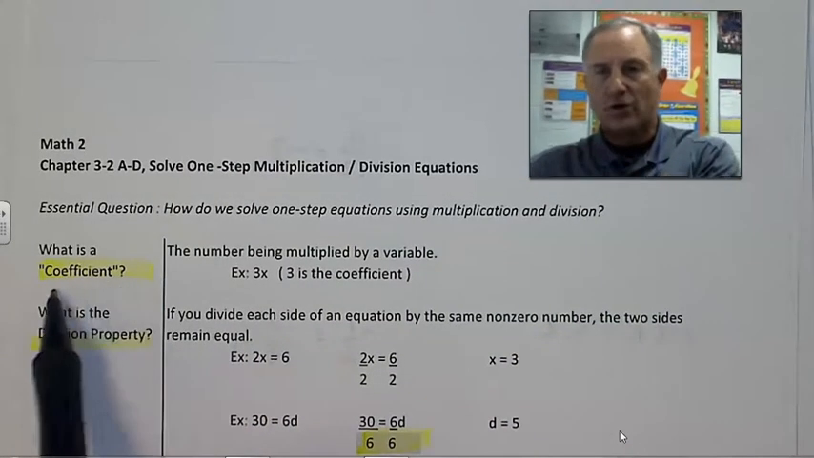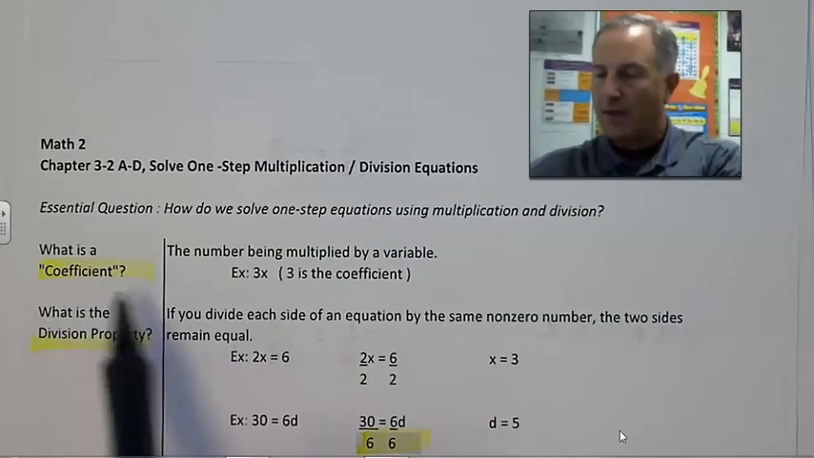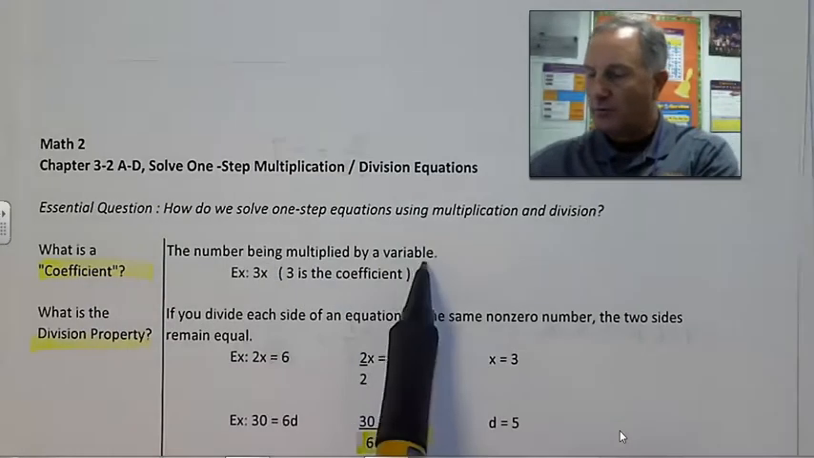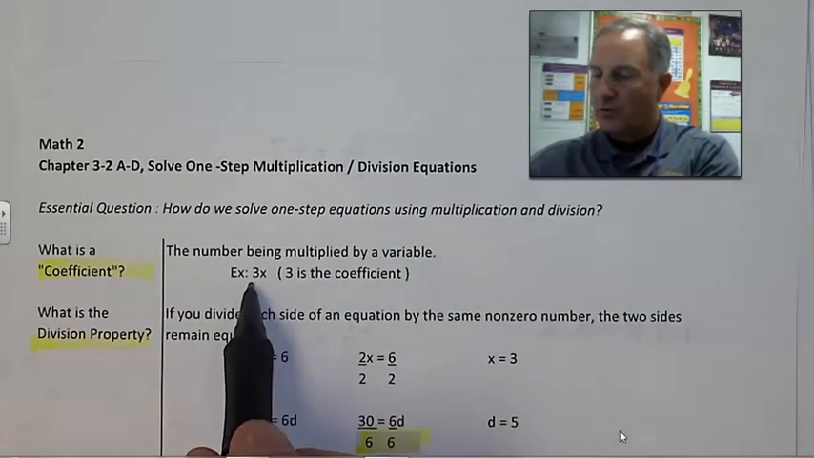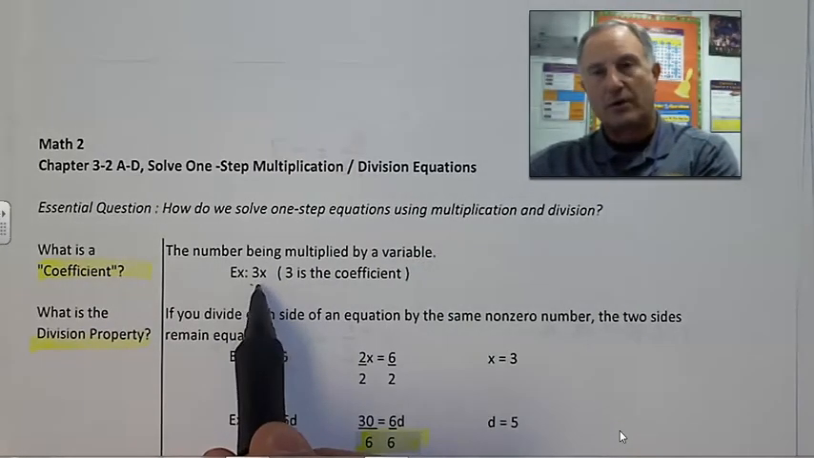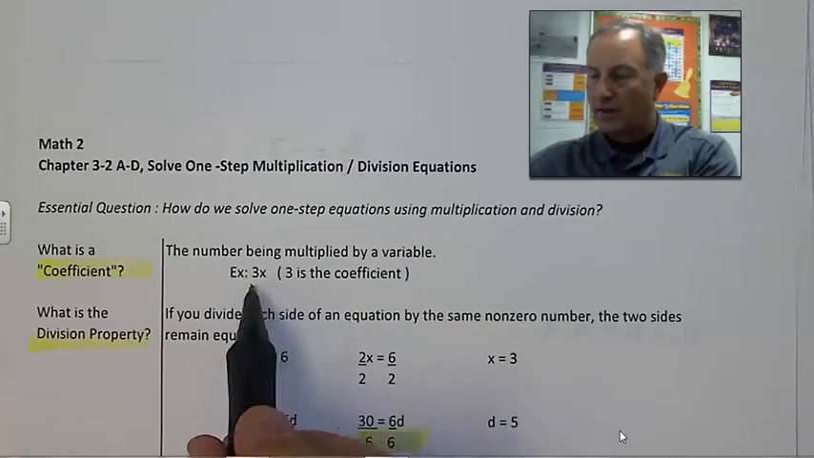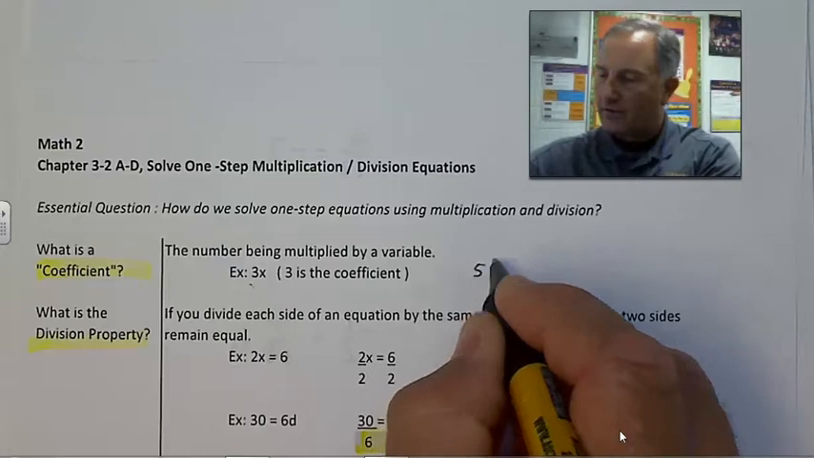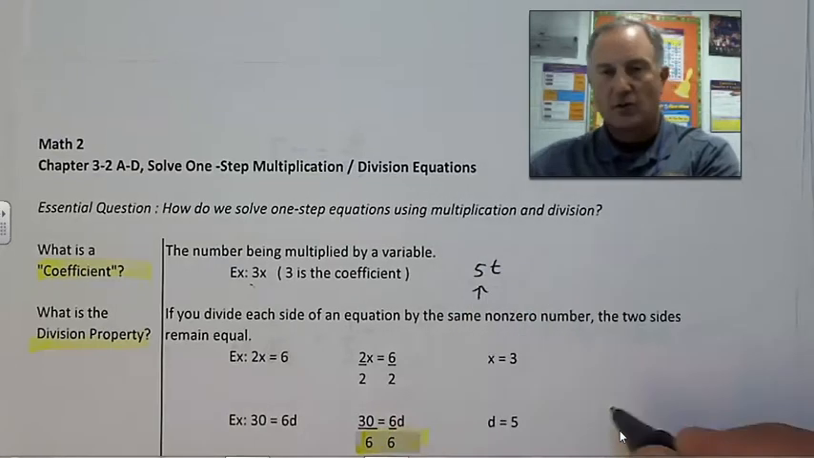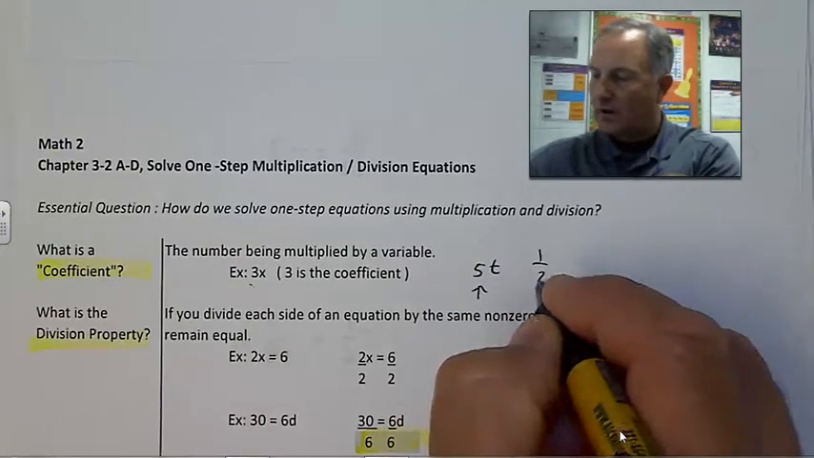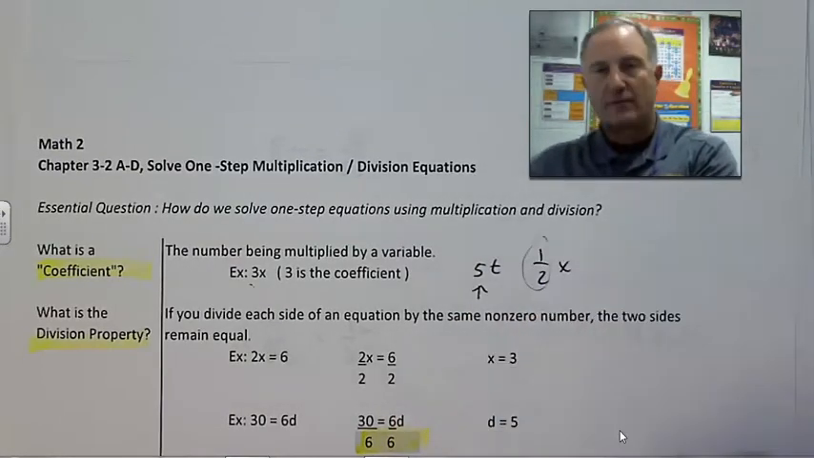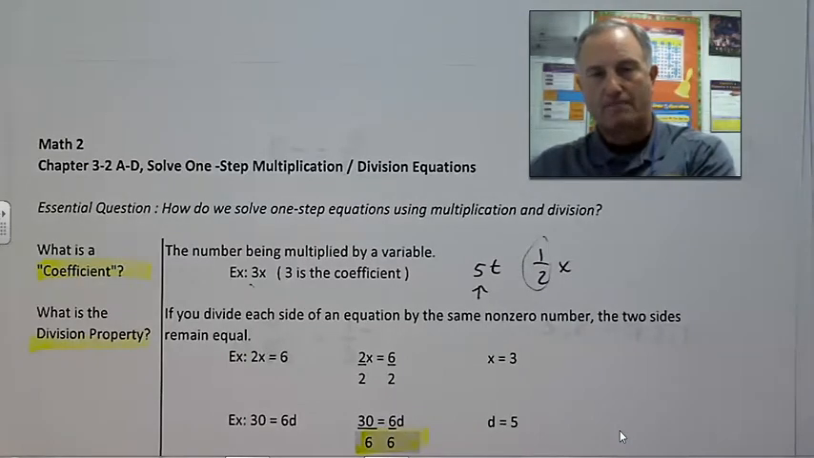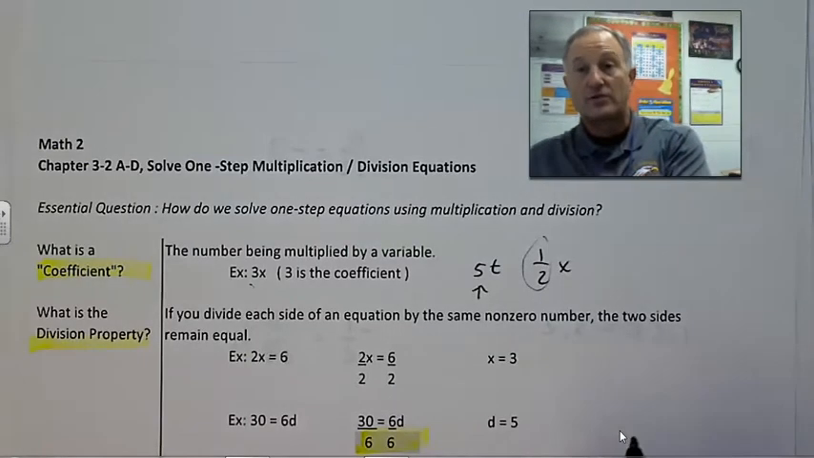When we talk about a coefficient, that's the number that's being multiplied with the variable. When you look at 3x, remember when a number and a letter are next to each other, that denotes multiplication. The number is the coefficient. So if I had 5t, the 5 is the coefficient. If I had 1/2 x, the 1/2 is the coefficient. So that's what we mean when I say coefficient.